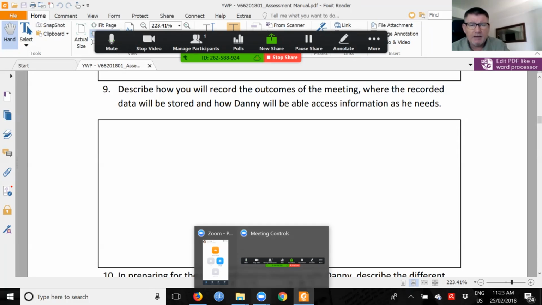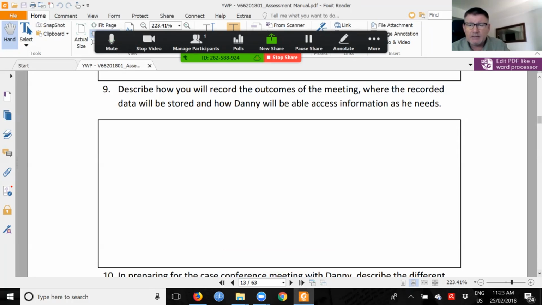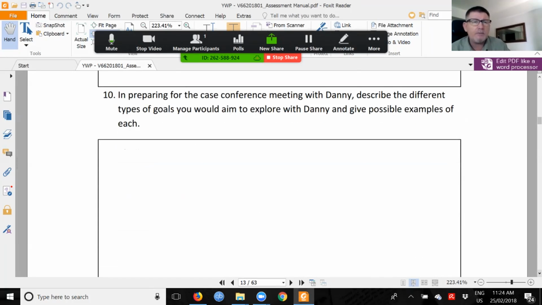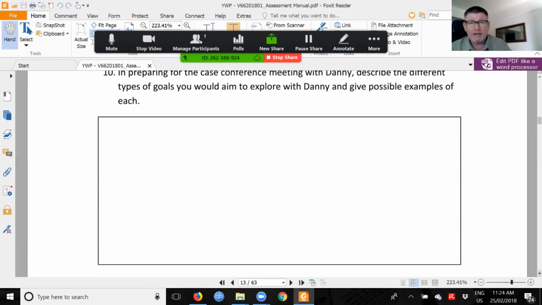Finally, number 10. In preparing for the case conference meeting, describe the different types of goals you would aim to explore with Danny and give possible examples of each. Well, he needs housing, doesn't he? That's a goal. He might want a job, might not. He might have a mental health issue that he needs to address, or he might not want to address that. He might have a drug and alcohol issue that he may or may not want to address. He might have some social things that you could work on with him.